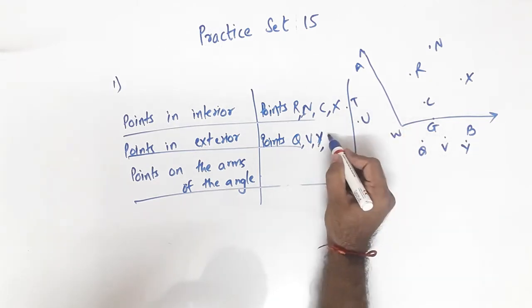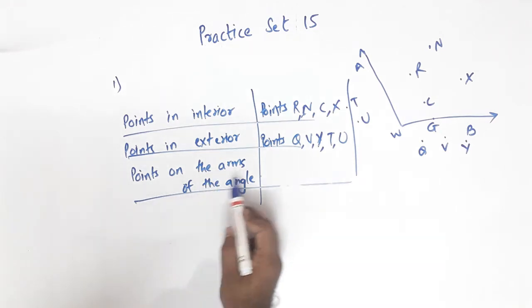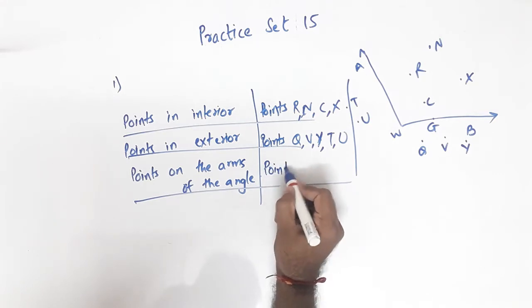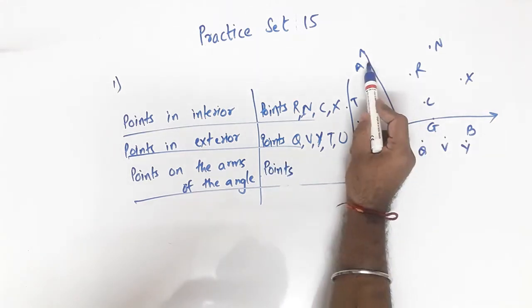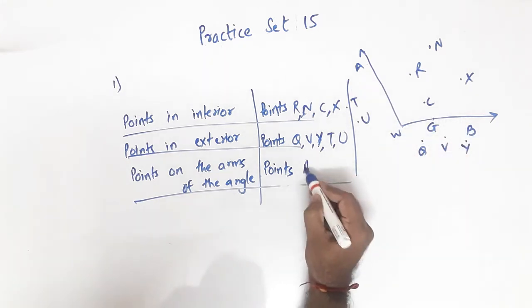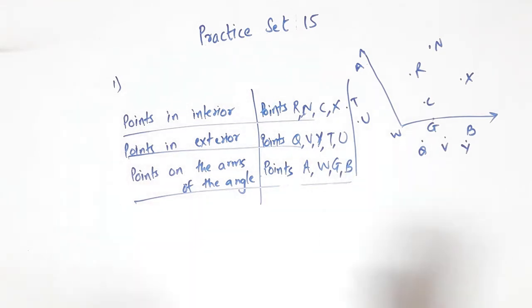So I'll write points Q, V, Y. Okay, and this is T, U. Okay, then points on the arms of the angle. So points on the arms. Which are the points on the arm? You can see A, W, G and B. So A, W, G and B. Okay, so let us move on to second one.